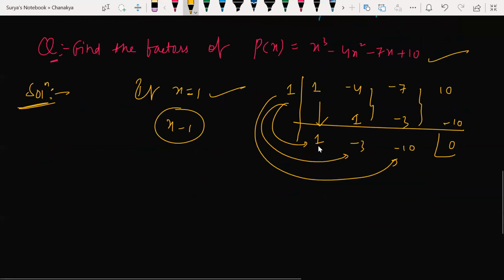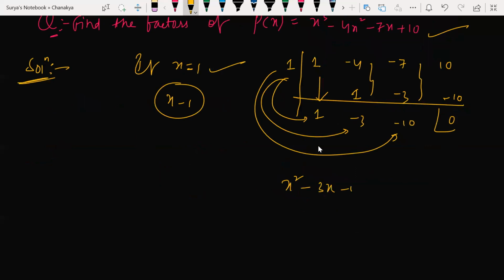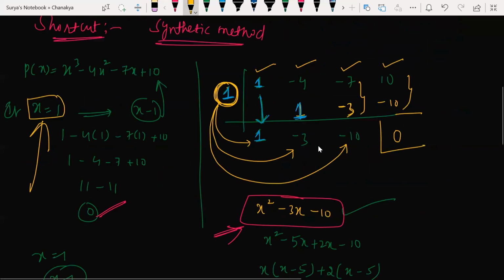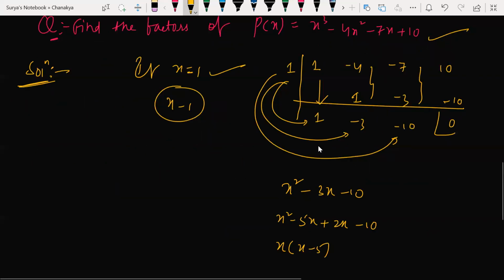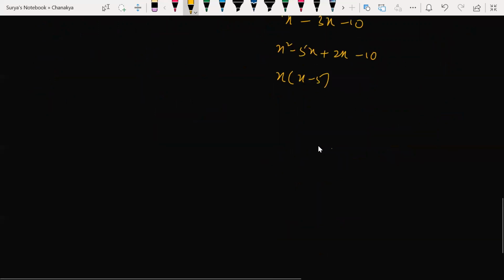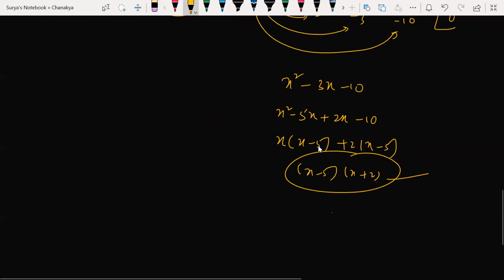Now look at this. I'll be writing x square minus 3x minus 10. So how do you split this? Minus 5x plus 2x minus 10. I think we did this same question earlier. Again we are doing the same question, no problem. So 2 into x minus 5, then x minus 5 here, x plus 2. So these two are factors, and this is one factor.